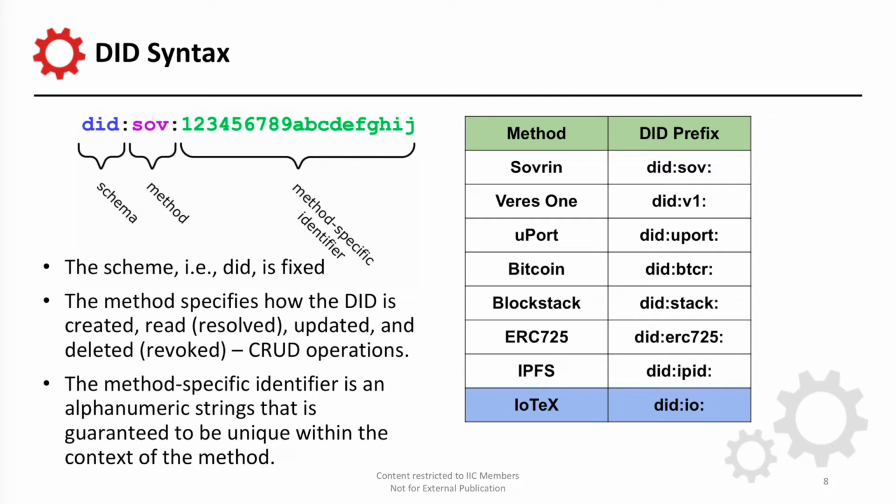Many companies are working on this. This is just a very short list. You can see in the method column, there are different projects trying to implement decentralized identifiers for certain applications. They will have different DID prefixes. For the IoTeX blockchain, we will have DID:io followed by the alphanumeric strings.